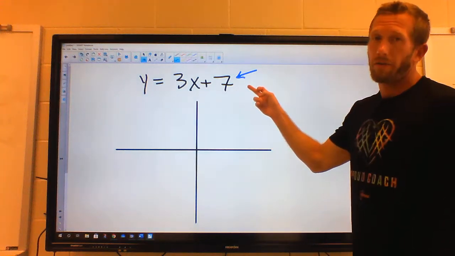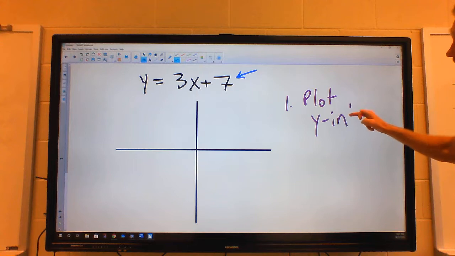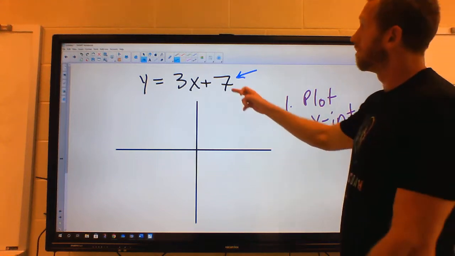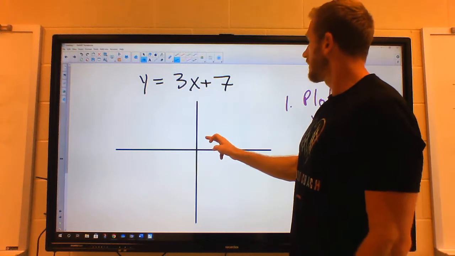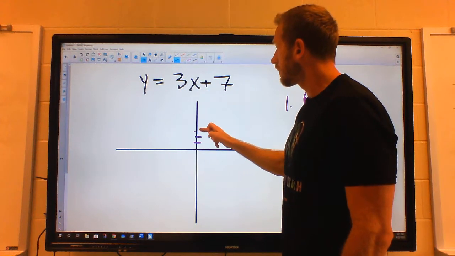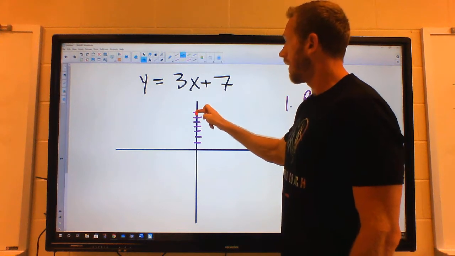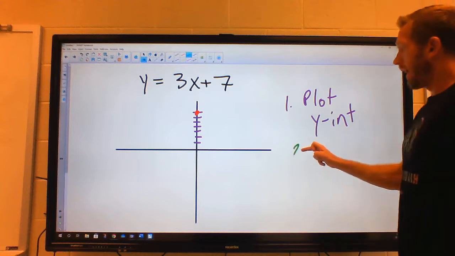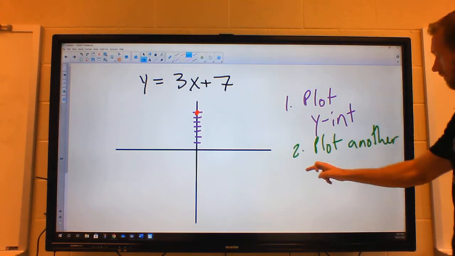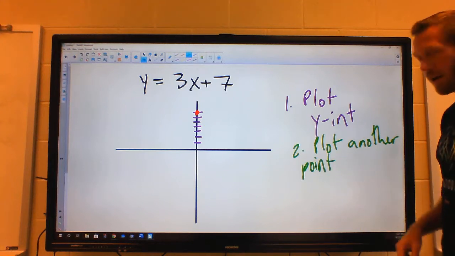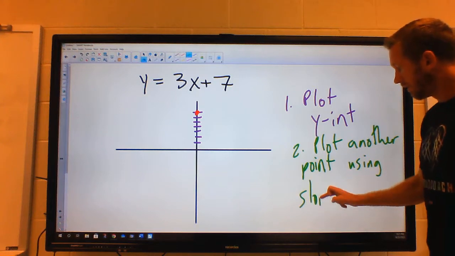So what we're going to do every single time is plot the y-intercept. That is step number 1. The y-intercept is 7, or sorry, the y value of the y-intercept is 7. So 1, 2, 3, 4, 5, 6, 7. We're going to plot our coordinate there. From there, we're going to plot another point using the slope.